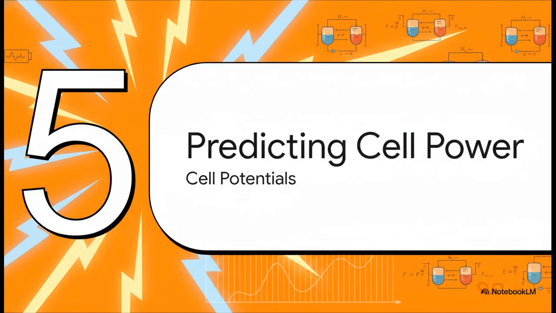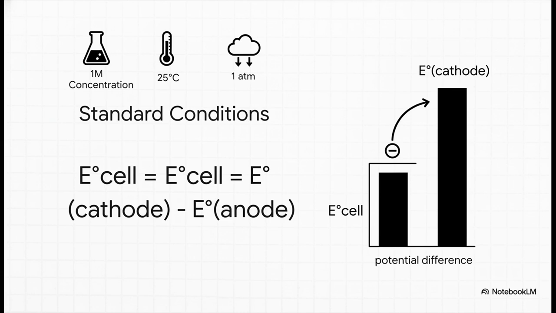So we know these cells can make electricity, but how much? What actually determines the voltage you get from a battery? Well, there are formulas for that, and that's exactly what we're going to look at now, how to predict a cell's power. All right, let's start with what we call standard conditions. That's just an ideal lab setup. In this perfect world, the cell's voltage is super easy to calculate.